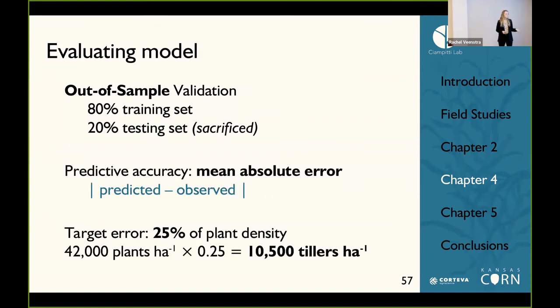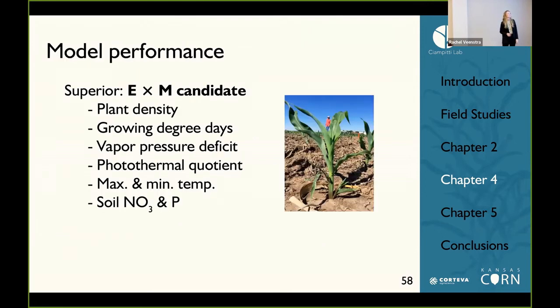The predictive accuracy was quantified with the mean absolute error, which is essentially the absolute value of the predicted minus the observed value. And then our target error was 25% of the plant density, as you'll recall from the hypothesis, which meant that based on our average plant density of 42,000 plants per hectare, we wanted our error to be less than 10,500 tillers per hectare.